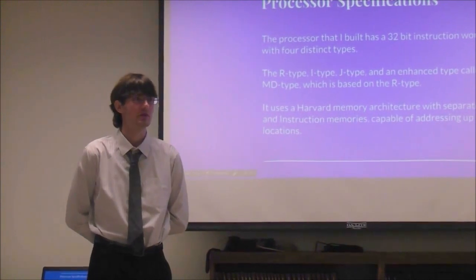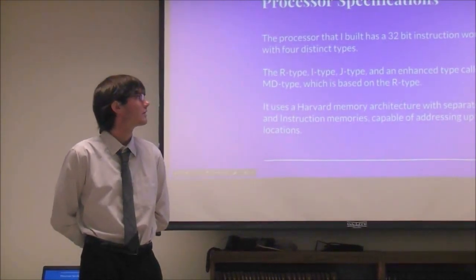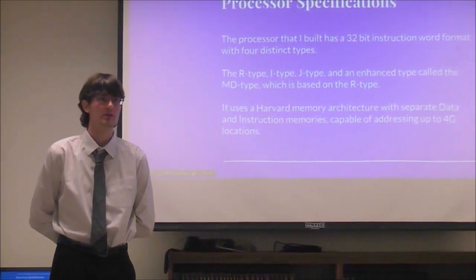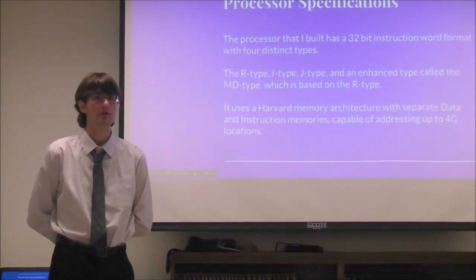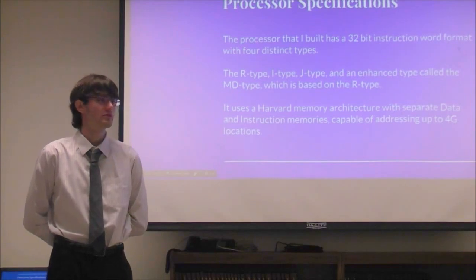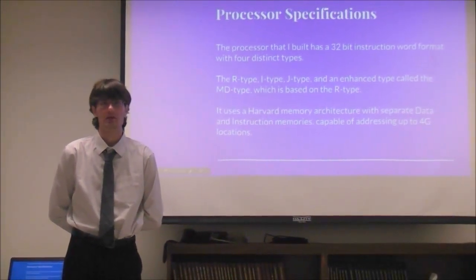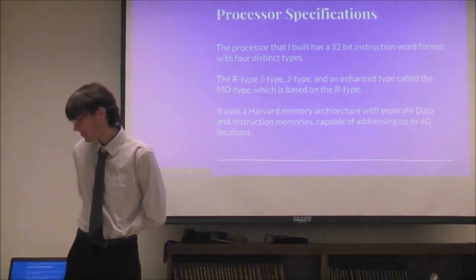So, a brief overview of the processor specifications. The MIPS processor has a 32-bit instruction word format with 4 distinct types, not 3. So we have the R type, the I type, the J type, and a new type called the MD type, which I'll be discussing later. And this processor uses a Harvard memory architecture with separate data and instruction memories.